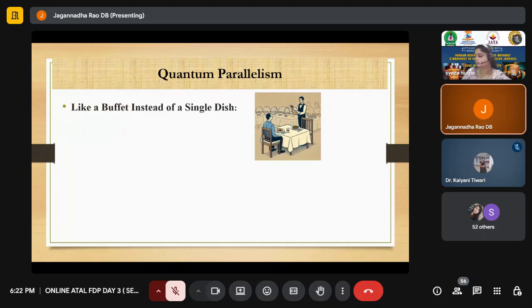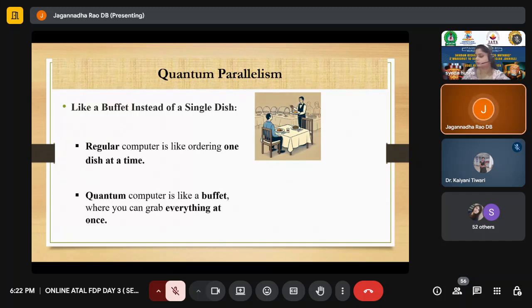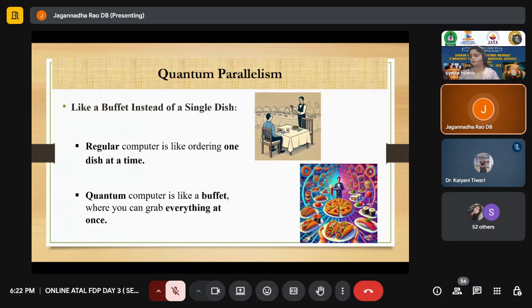So this is a buffet. A regular computer is like ordering one dish at a time. But quantum computing is like a buffet. You can order everything: pizza, burger, sandwich, or whatever the menu has, all the food is available. Of course, these are all AI related examples, and I am showing just pizza and burger.